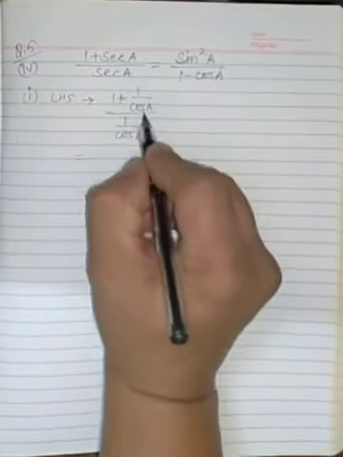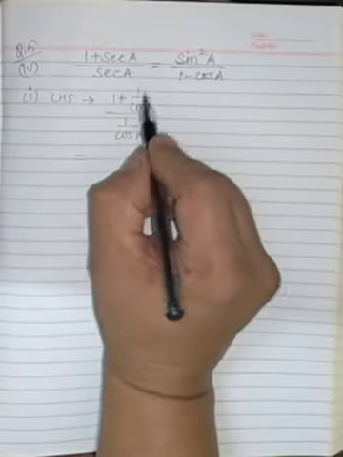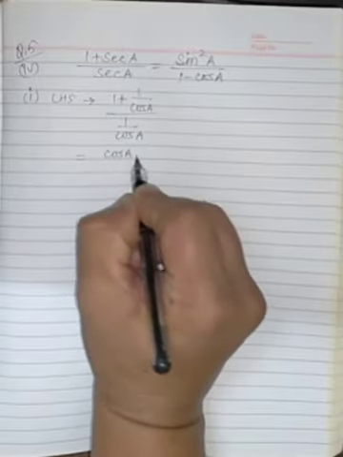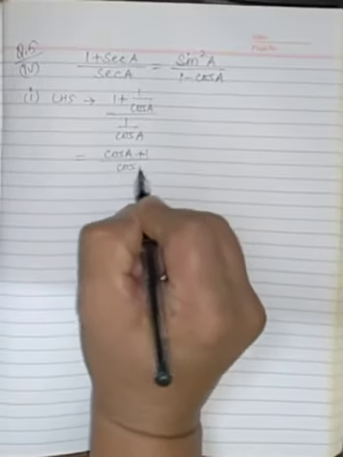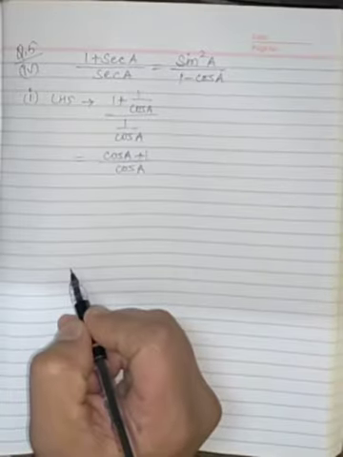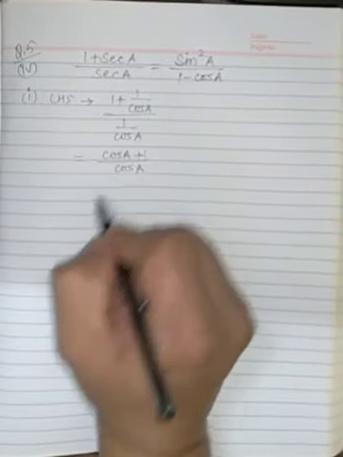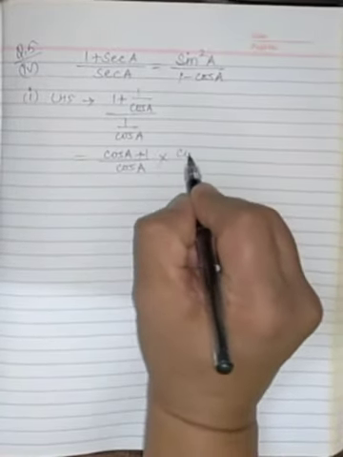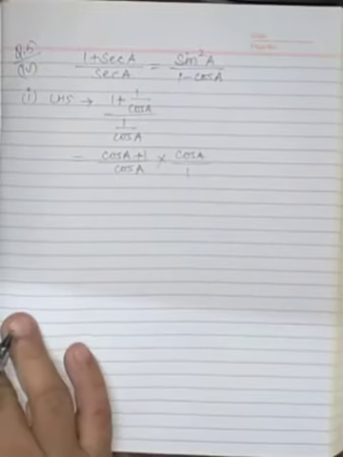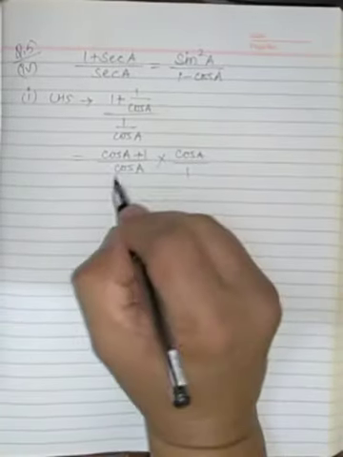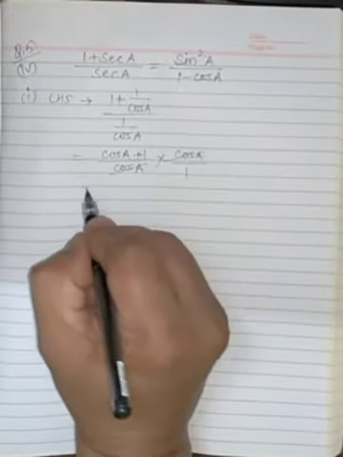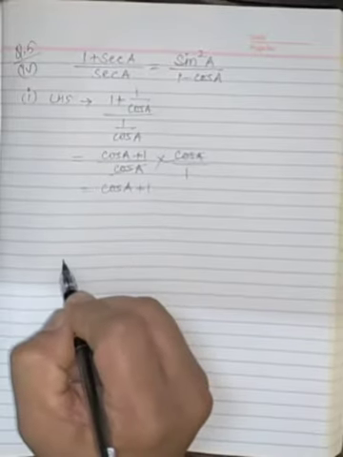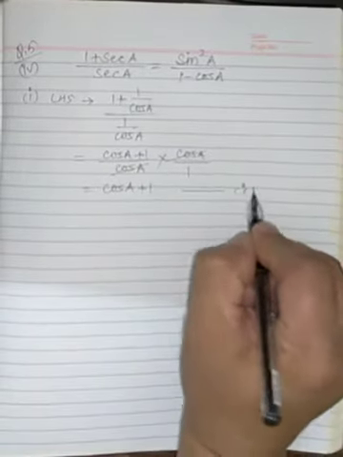So here, if we take the LCM of 1 plus 1 upon cos a, it becomes (cos a plus 1) upon cos a. Upon we have 1 upon cos a, so this goes into multiply and reciprocals, cos a upon 1. So here cos a cancels and we get cos a plus 1. Let this be your equation 1.